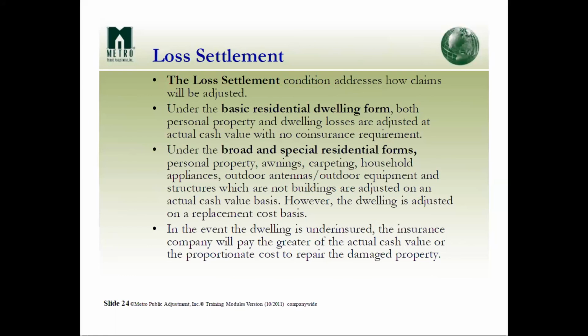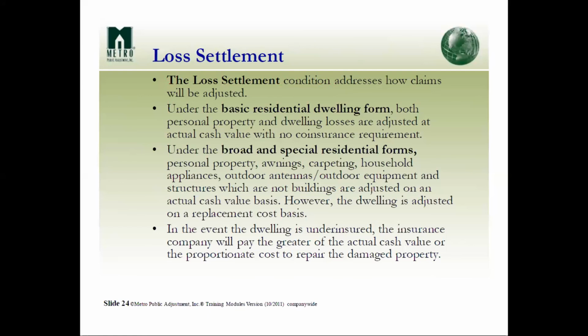Under broad and special residential forms, personal property, awnings, carpeting, that means wall-to-wall carpeting, appliances and stuff, which is not buildings, are adjusted on an actual cash value basis. The dwelling itself, however, may be done on a replacement cost basis.